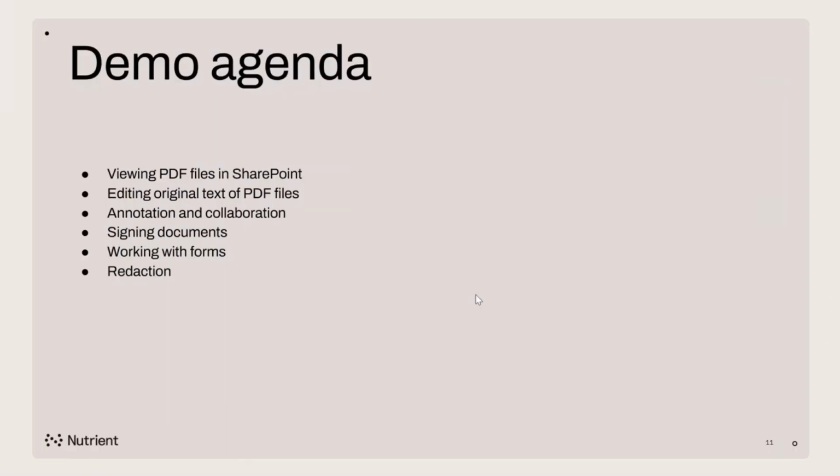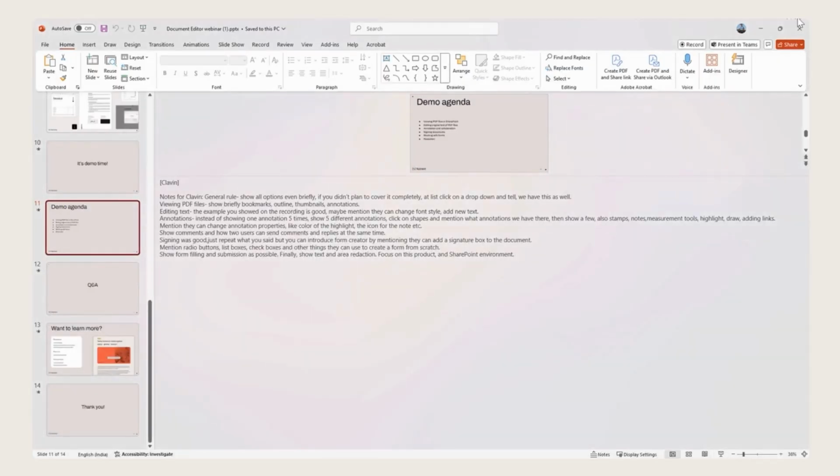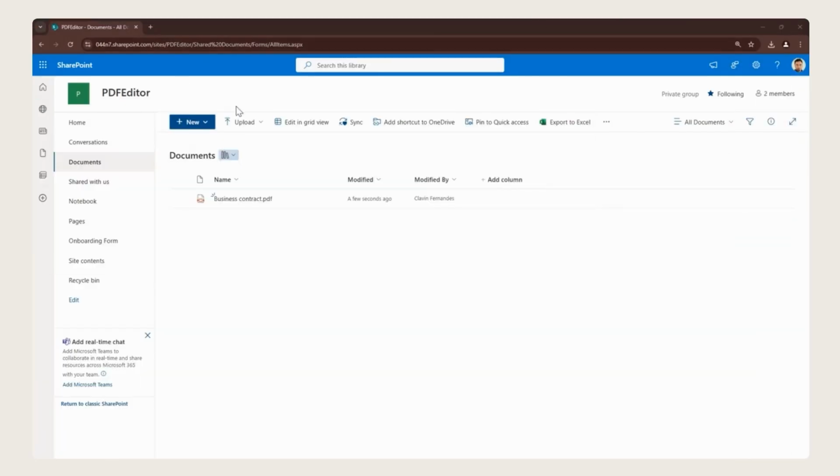For the demo, let's look at the agenda: viewing the PDFs in SharePoint, editing original text of the PDF files, annotating them, collaborating on them, signing the documents, working with forms. In fact, we can create forms as well as fill forms in the editor, and we'll also talk about redaction. That being said, you're here for the demo, so I just have a single slide. Let me go out of it and let's jump into SharePoint.